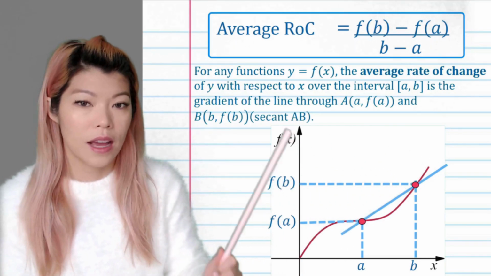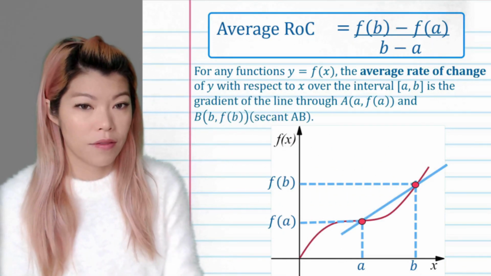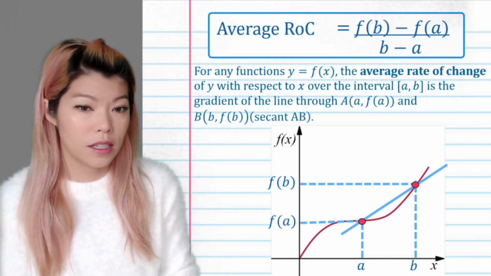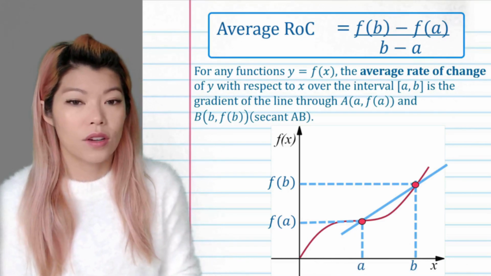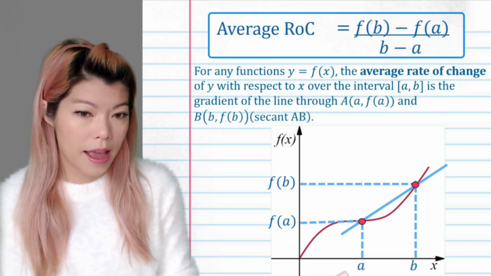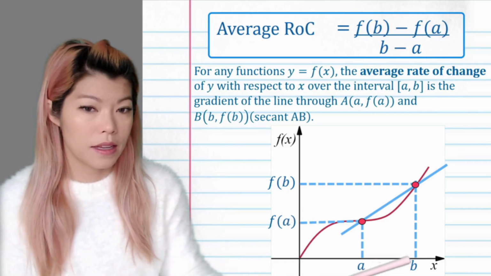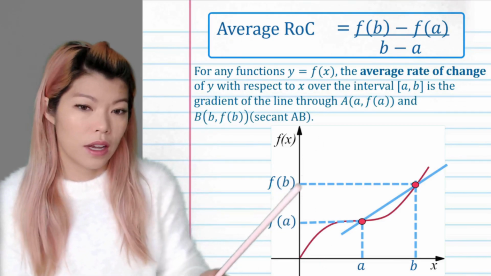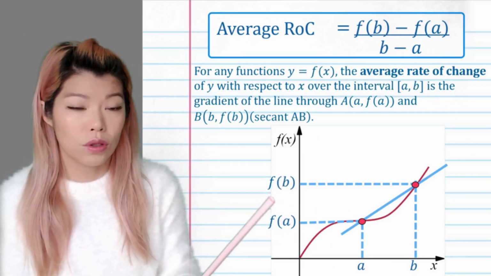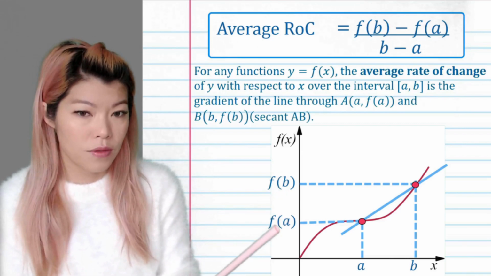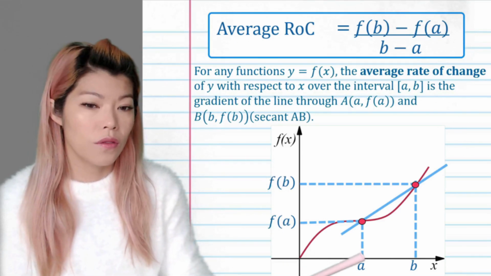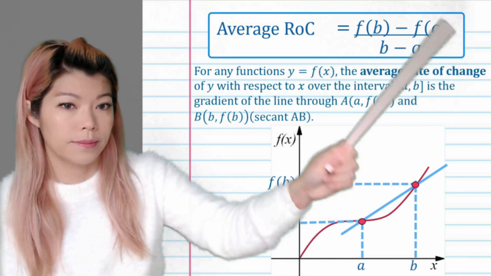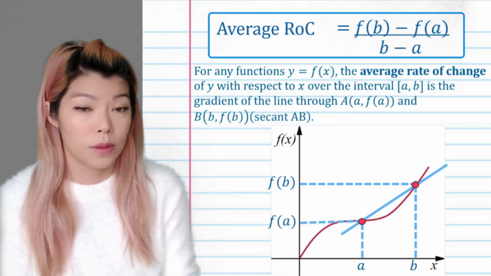And we said for any function y equals f of x, the average rate of change of y with respect to x over the interval a, b is the gradient of the line through a, f of a, and b, f of b. So the x value, the y value, the x value, the y value. So we did the same thing as what we used to do when we found the gradient of a straight line, which is finding the difference in y over the difference in x, y2 minus y1 over x2 minus x1. So that's how we found the average rate of change between 2 points.